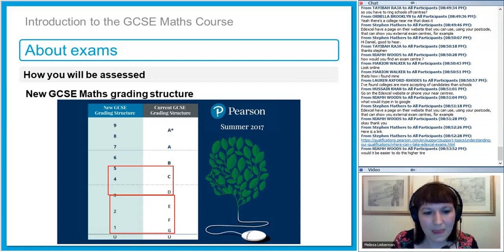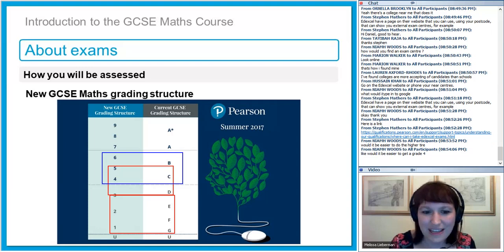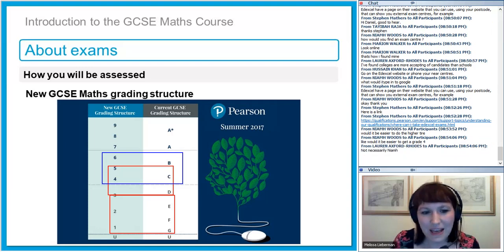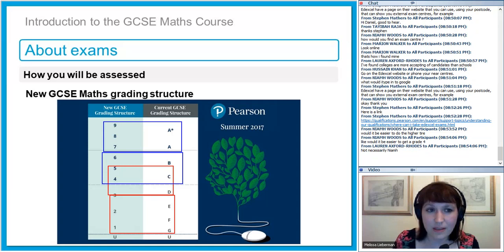If you were doing a higher tier paper, I'm just going to change the colour here, and go for a blue, then the first half of the paper would be at this level, grades 4, 5 and 6, so grades C to B. And then the second half of the paper, so half the questions on the higher tier paper will be at grades 7, 8 and 9, so the target grades for those questions, A to A star.